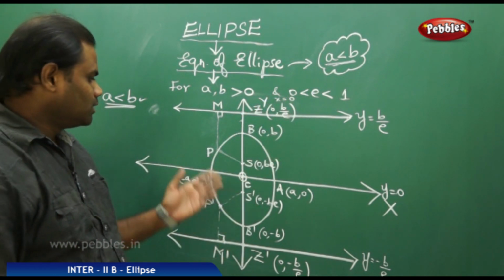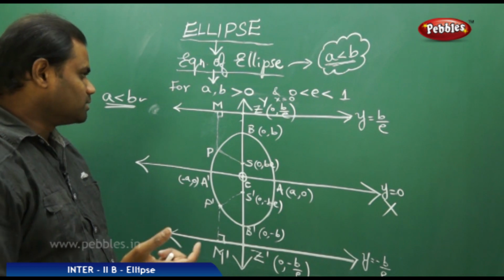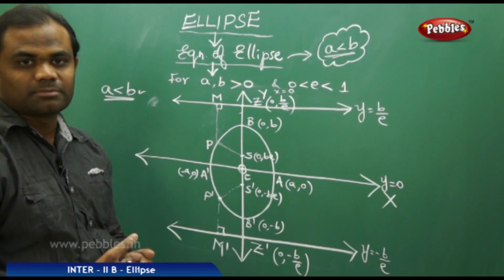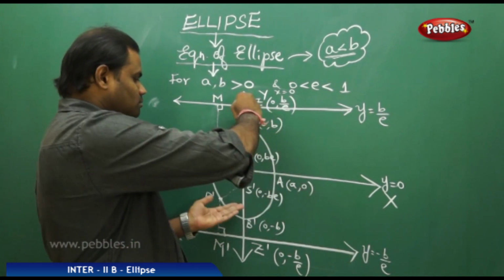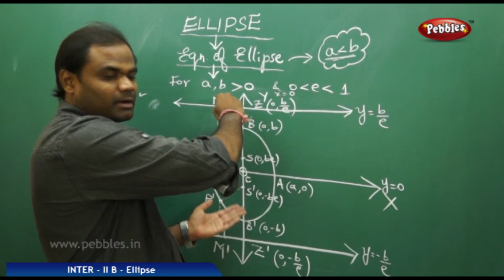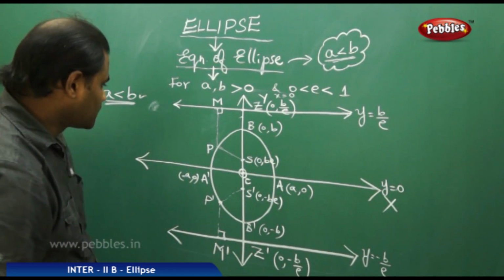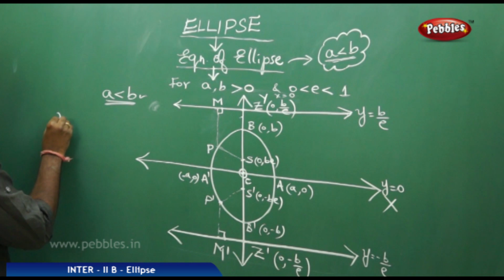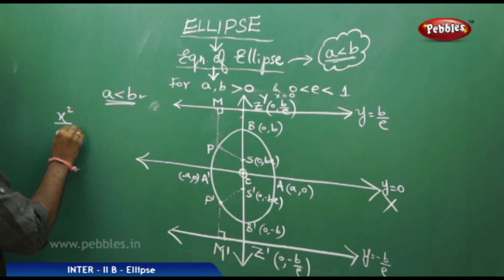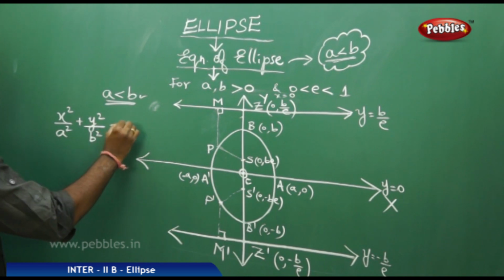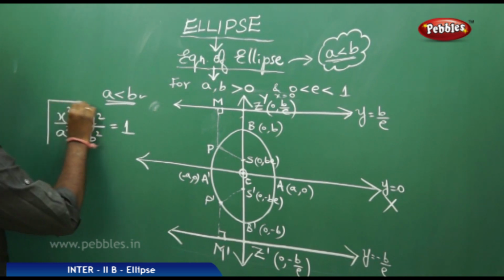This is how we get each of the properties which we have identified in the previous case. The only difference being that the major axis shifts to the y-axis and the minor axis shifts to the x-axis as in the previous case. And the equation of the ellipse is given by x squared by a squared plus y squared by b squared equal to 1.